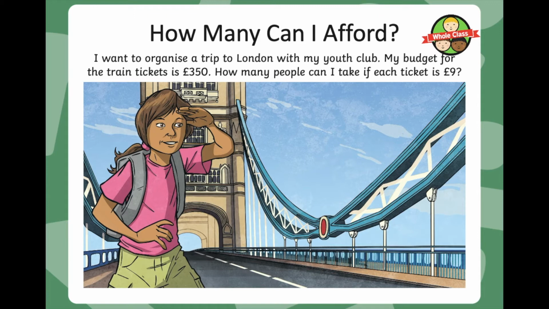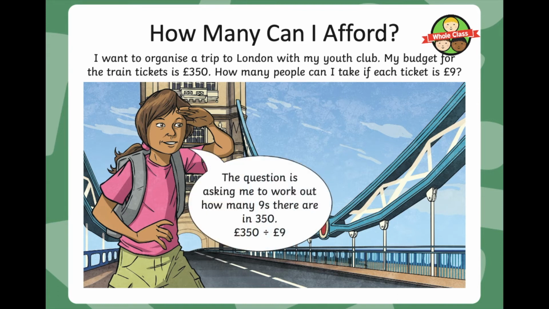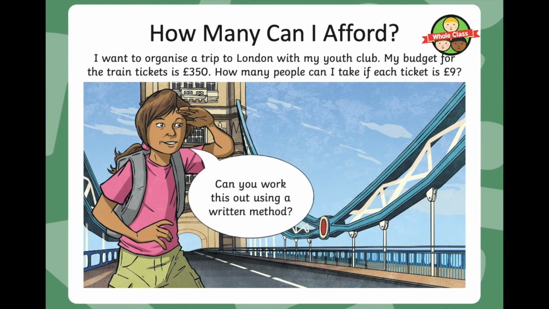So now we're going to look at a few real life situations involving division. I want to organise a trip to London with my youth club. My budget for the train tickets is £350. How many people can I take if each ticket is £9? Firstly, I need to think carefully about the question and work out the calculation I need to do. The question is asking me how to work out how many 9s there are in 350. 350 divided by 9. Can you work this out using a written method?